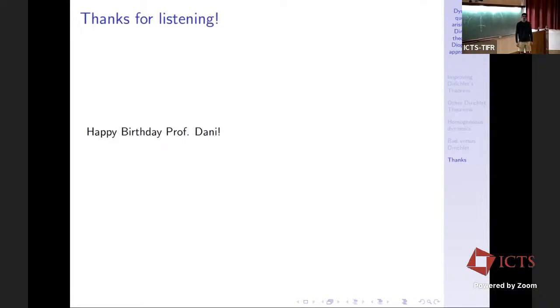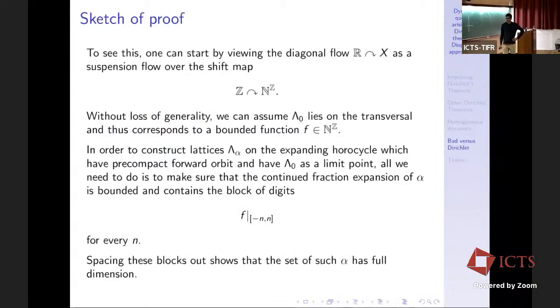Questions or comments? How do you know the set you're constructing is not winning? You said that as a remark. That's due to Arndt and Kleinbach. The complement is winning. So the set of bounded orbits which avoid a given point is winning. So, yeah.